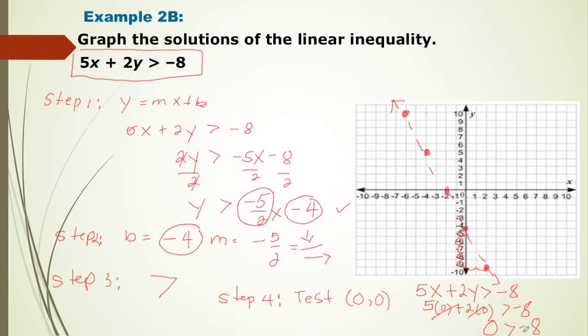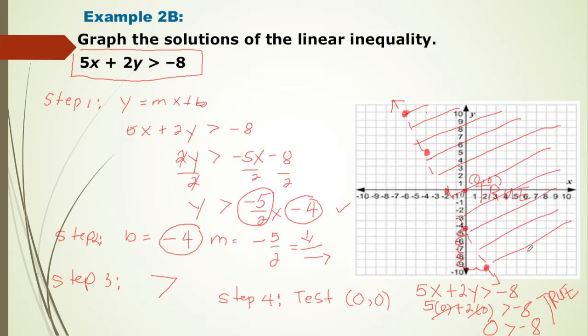Is 0 greater than negative 8? Is it true or false? Then the answer is true. So therefore, where will be the shaded area? Since 0, 0, which is here, made the inequality true, therefore, the plane containing 0, 0 will be shaded. So let us shade this area starting from the dashed line, but please do not forget that all points found on the dashed line are not part of the solution set. But any points found on this area will make this inequality true.